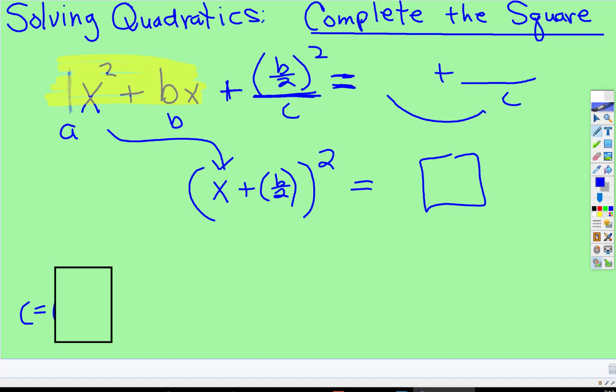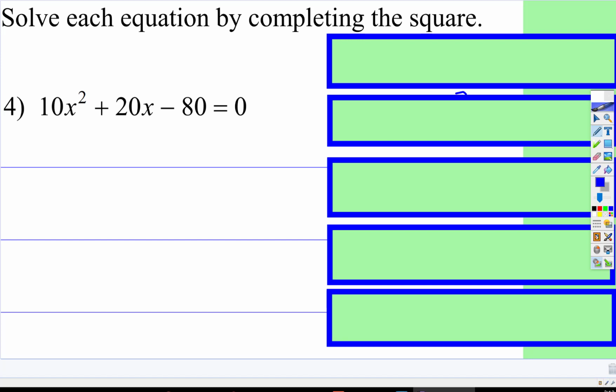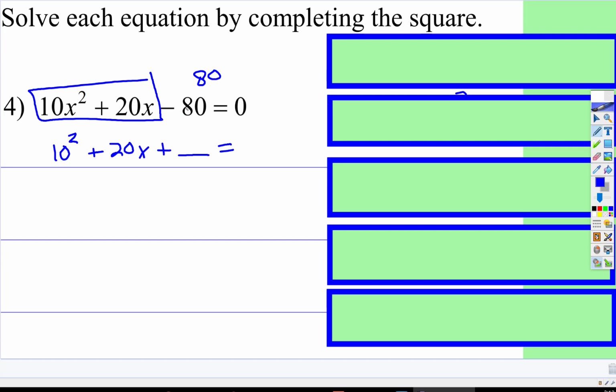So let's give an example. The first thing we notice, this is not 1, and we want to get these two terms by itself. So 10x squared plus 20x, then I'm going to put plus blank. We need to use the additive inverse, add 80 to both sides. And because we put a plus blank here, we're going to put a plus blank on the other side.